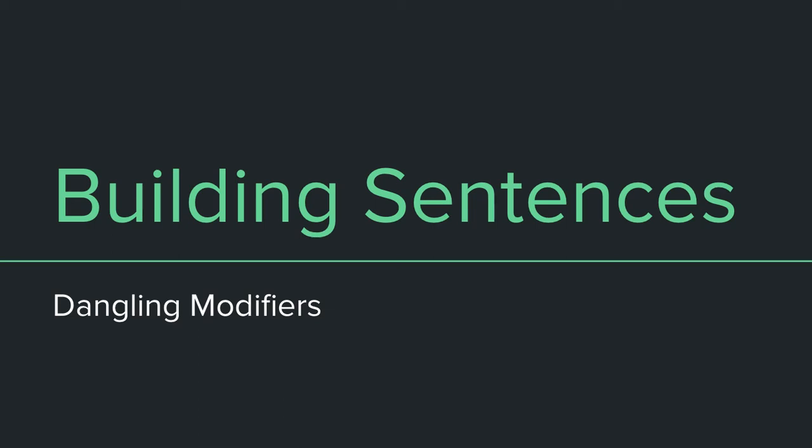Now that we understand modifiers and how to write them, how to use them, and how to position them in different places in a sentence, let's talk about one of the traps you can fall into when writing with modifiers. And that's called the dangling modifier.